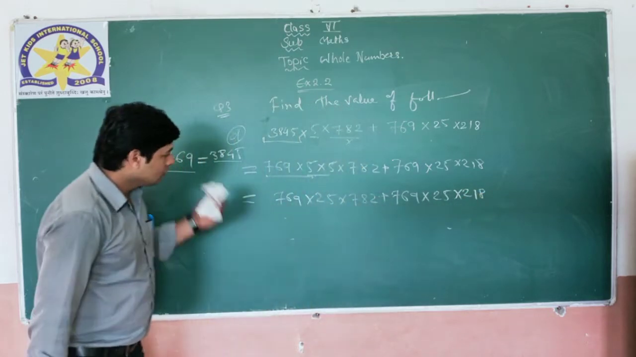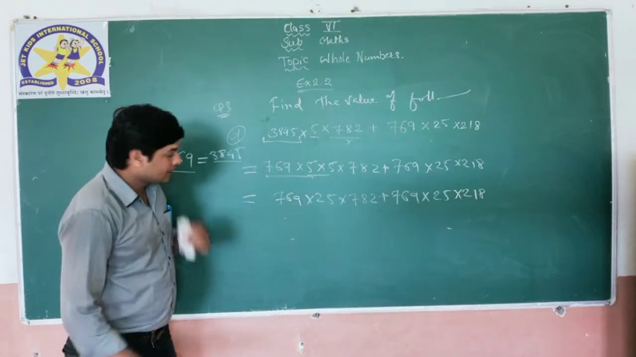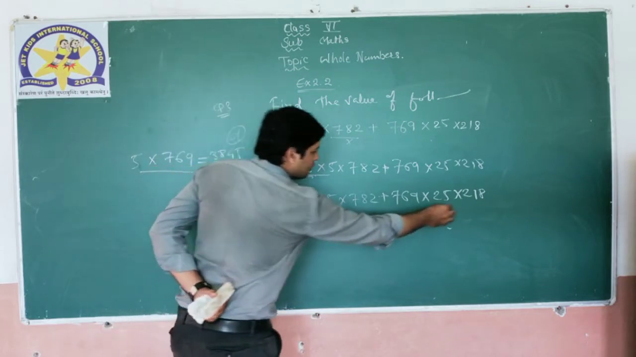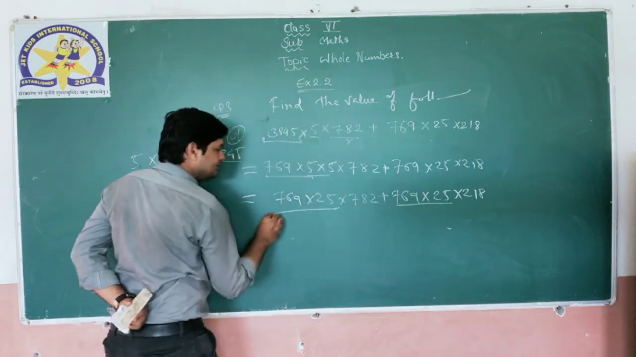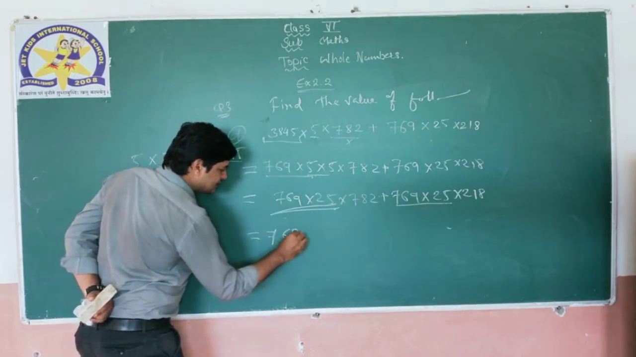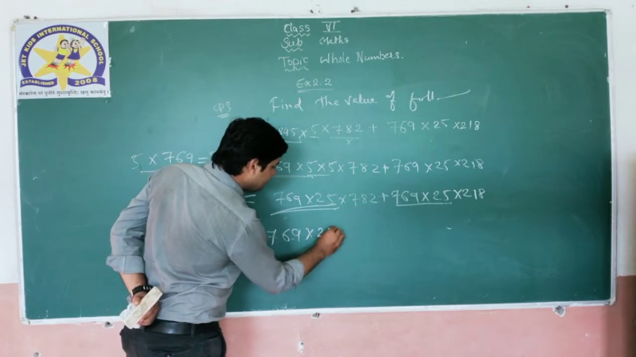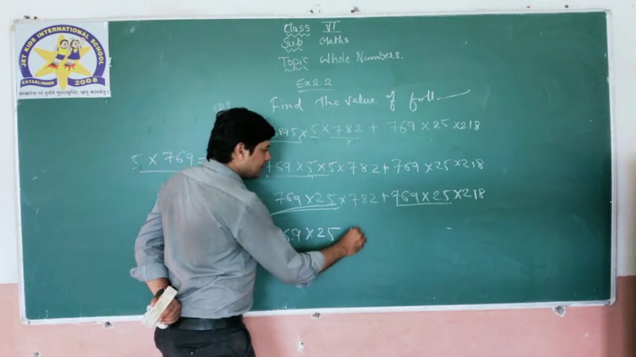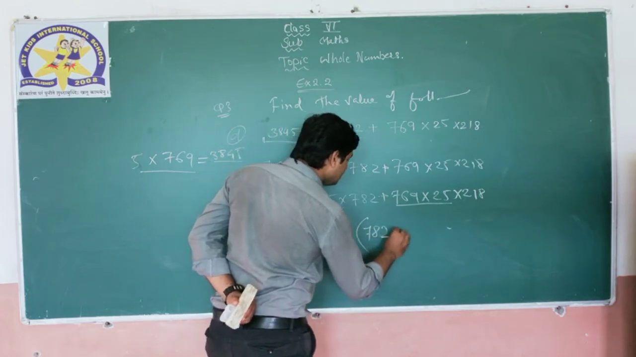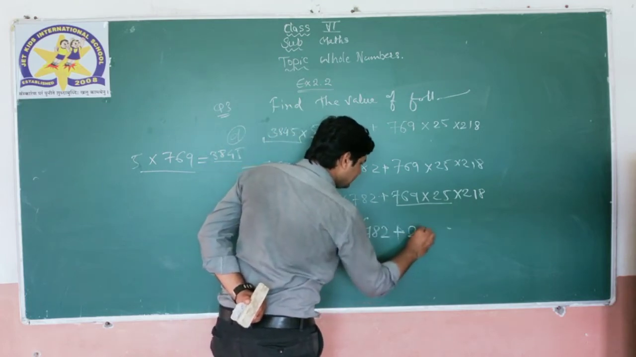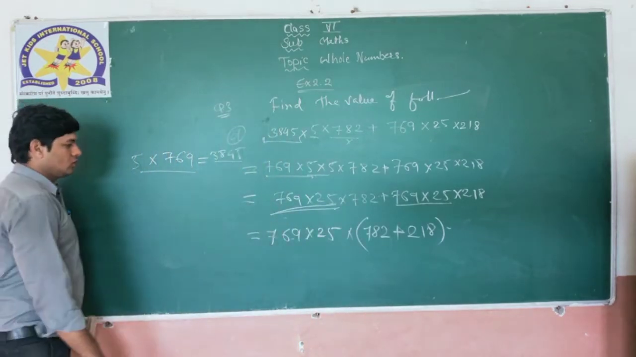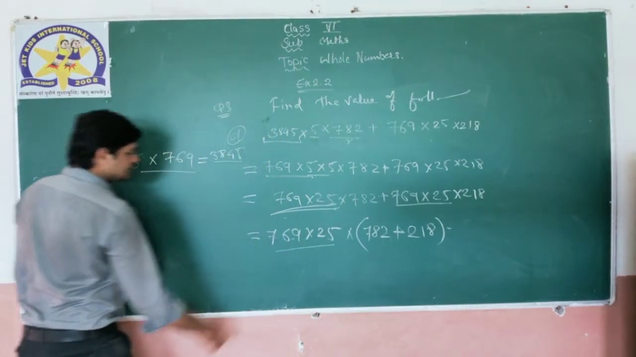Okay. What I did over here? I just multiplied this 5. So now we have similar thing over here. These things are common in it. 769 multiplied by 25, I took it common. Then remains 782 plus 218. Clear?